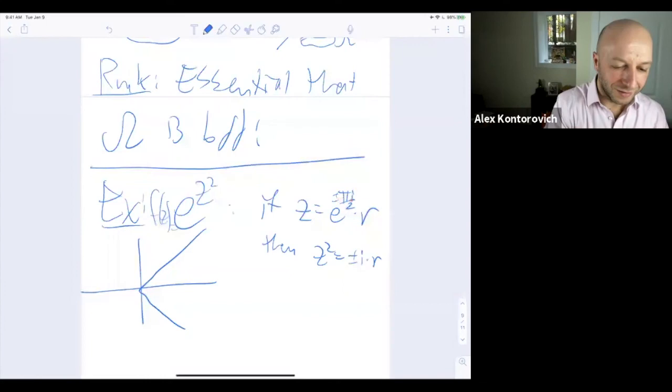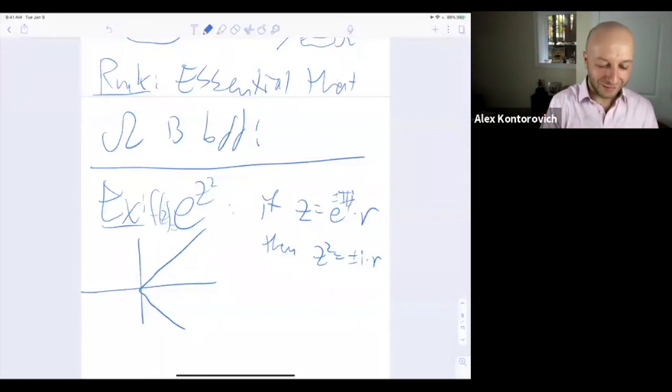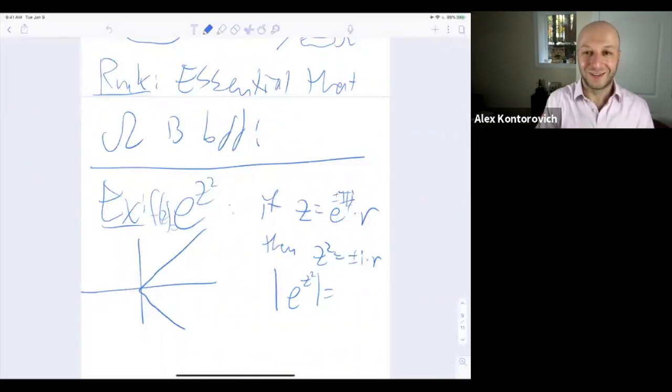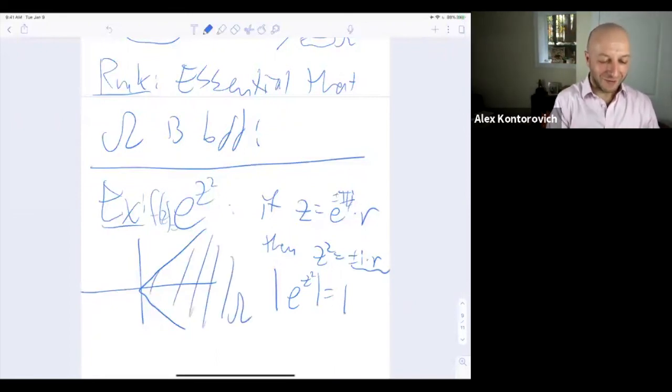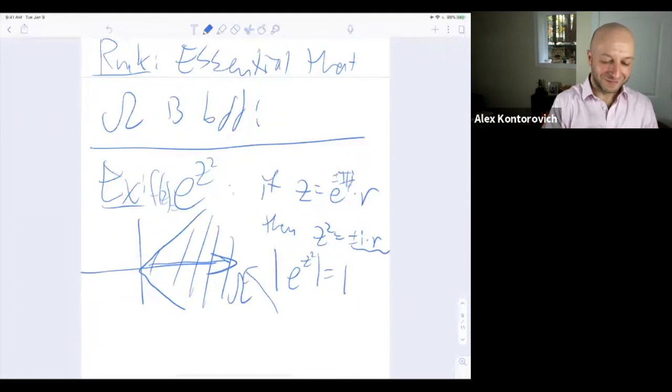Over 4, I'm sorry. Pi i over 4, I want the 45-degree angle. So that when I double it, I get i or negative i. Then the absolute value of e to the z squared is equal to 1, because it's a purely imaginary number. And yet, if this was my region omega, obviously I do not stay bounded. This blows up, because it's e to the x squared.